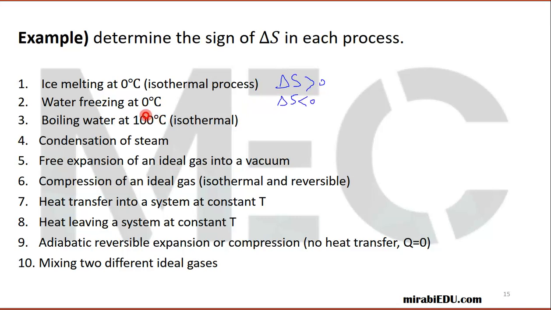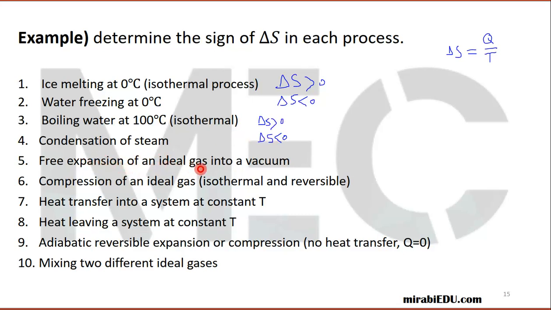We can calculate, of course, delta S, because these processes are isothermal. T is constant, so in isothermal processes delta S is equal to Q over T. Because absolute temperature is always positive, when Q is positive, delta S is positive, and when Q is negative, delta S is negative. Boiling water at 100 degrees Celsius. Again, delta S is positive because heat is absorbed by the system. Condensation of steam. Delta S is negative here because heat is rejected from the system.